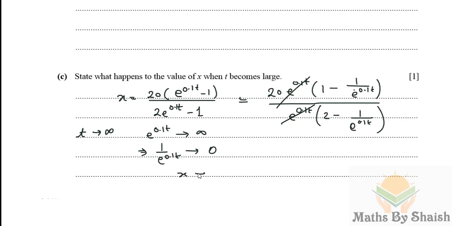So x will tend to, or we can say x becomes, because this is gone, 0, this is also 0, so we got x value as 20 over 2, and it means x becomes 10. So that's it. That was the last question, last part.